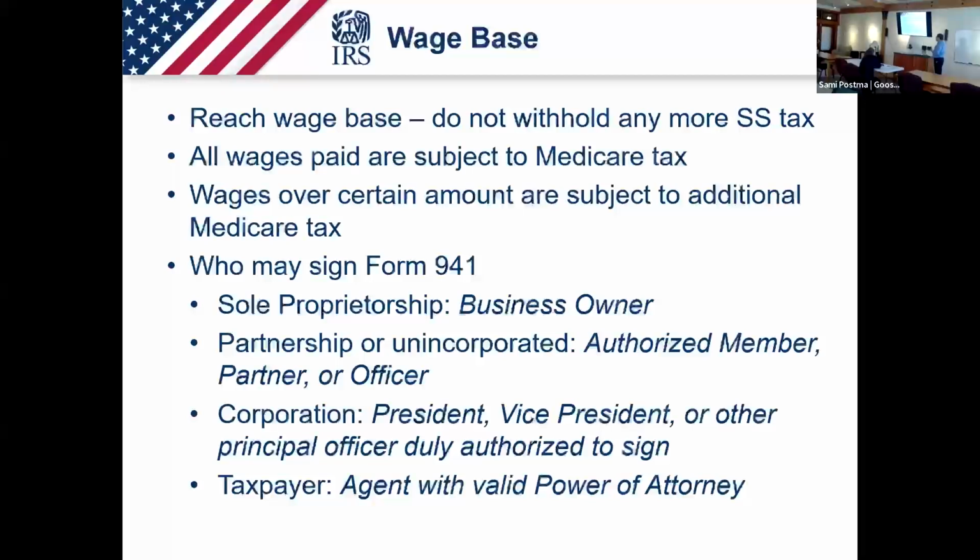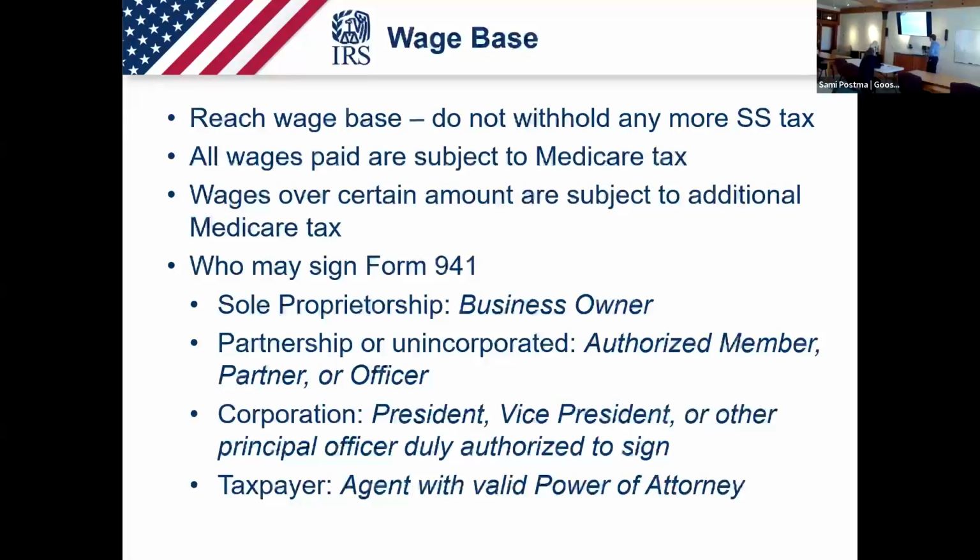Well, only certain people are authorized to do that because only certain people can bind the company. Only certain people can make promises on behalf of that company. An employee can't make promises on behalf of the company. They don't own the company. So be aware, if you're a sole proprietor, the business owner can sign the return. If you're a partner, any one of the partners or an officer can file.